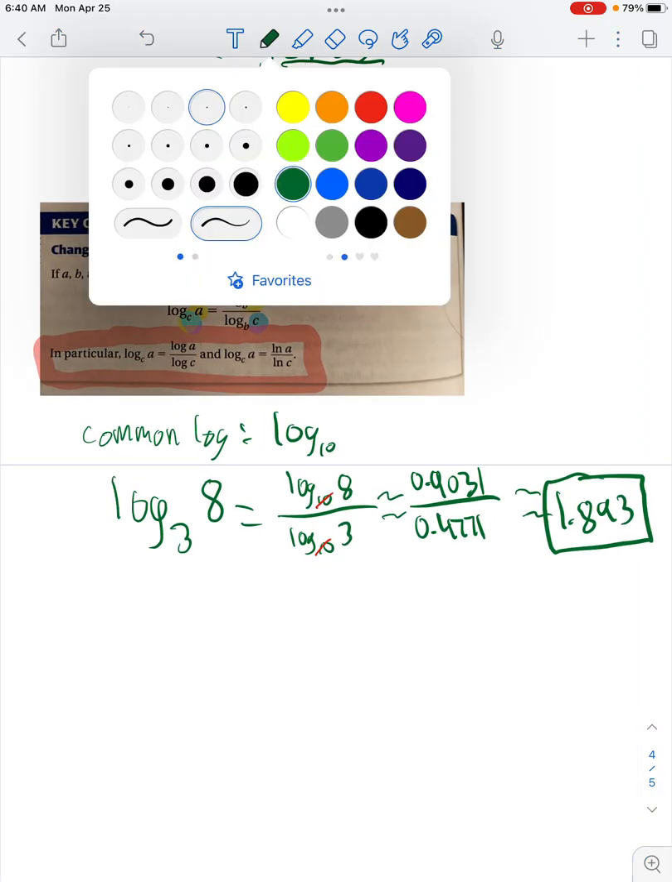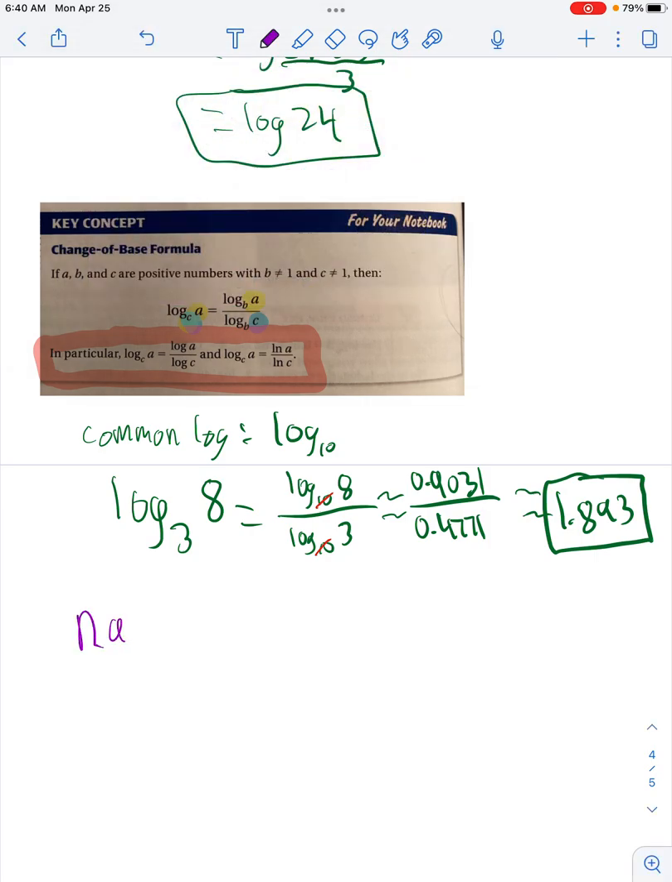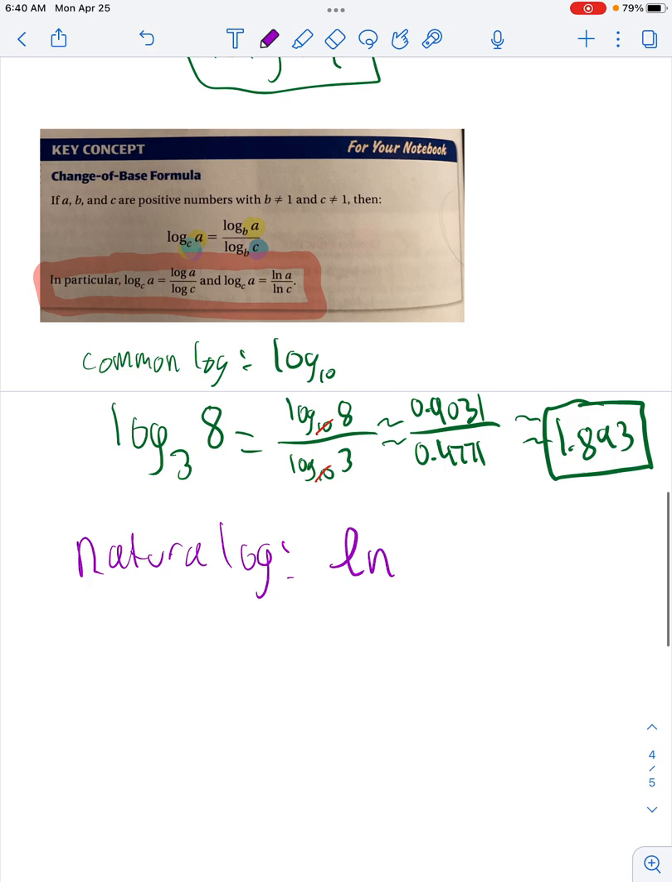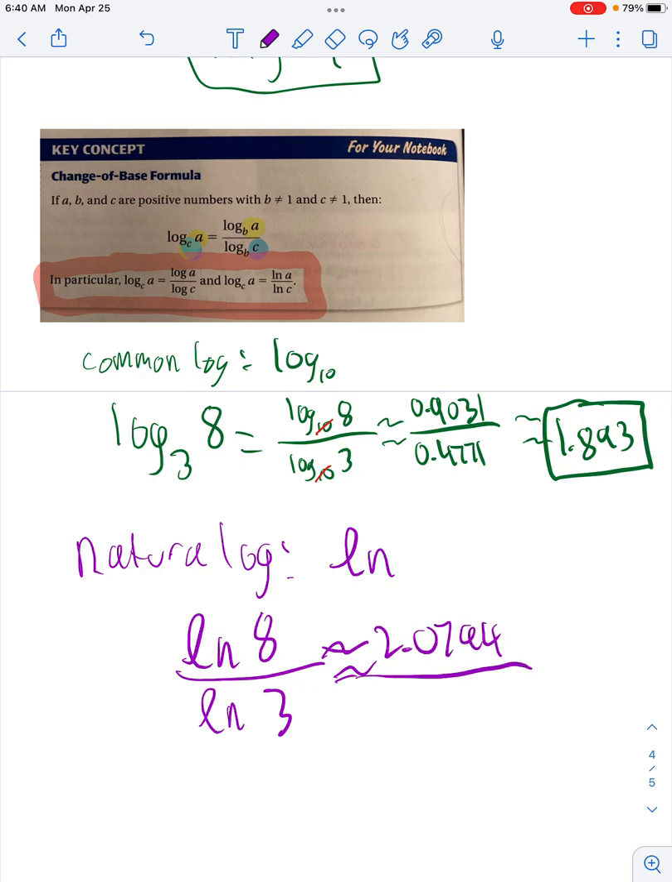If we wanted to simplify this using natural logs, so again, remember a natural log is ln, the natural log of 8, we would say ln of 8 over ln of 3 is going to give me approximately 2.0794 all over 1.0986. Which if you take these two numbers and divide them, you get 1.893.